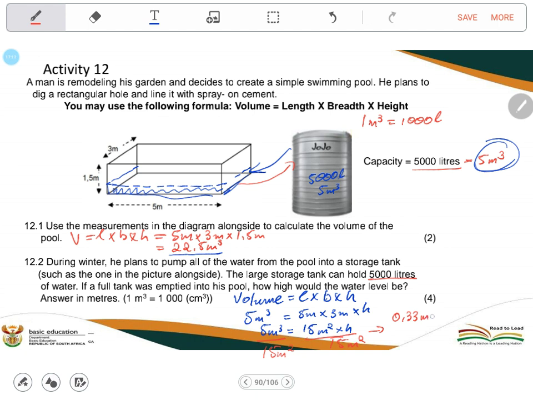Now it will be meters is equal to this side, 15, divided by 50, so we'll be left with the height. So therefore the height of the water will be 0.33 meters, which means the water will only go as high as 0.33 meters. Okay, I hope it makes sense to you.